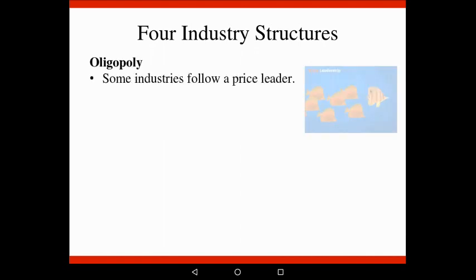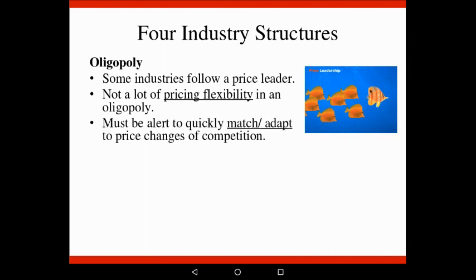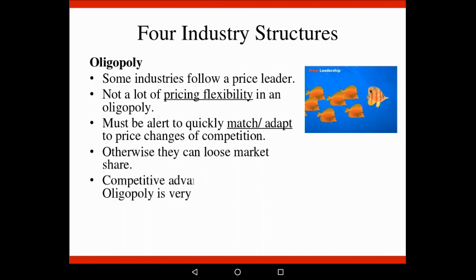Some industries follow what's known as a price leader. And there's not often a lot of price flexibility in an oligopoly. You must be very alert to quickly match or adapt your price depending on what the competition is doing. Otherwise, you can lose market share, because everyone will notice. Like in South Africa, Cell C is well known for low prices, and Vodacom has lost a lot of market share to Cell C because they haven't really lowered their prices, although they still are the most widely used network in South Africa.